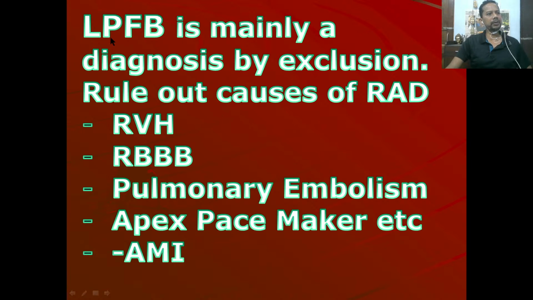So LPFB we discussed, it is a diagnosis by exclusion. So you have to rule out RVH, right bundle branch block, pulmonary embolism, a pacemaker inserted in the LV apex. That will again cause right axis deviation. If the pacemaker lead is in the right atrium or in the right ventricle, it will spread the current towards lead 1, so that will cause left axis deviation. If it is the tip of the apex, it will cause a right axis deviation. And anterior wall MIs can cause RAD, inferior wall MIs, LAD.